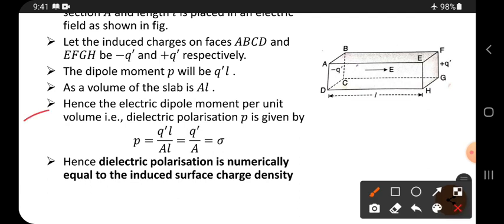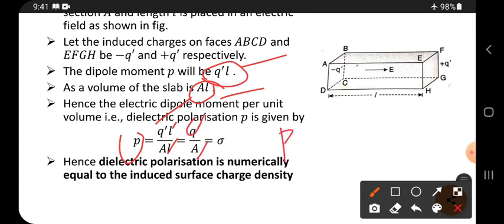Hence, the electric dipole moment per unit volume. The polarization definition is dipole moment per unit volume. Here the dipole moment is Q dash L, and the volume is AL. So polarization is Q dash L by AL. L cancels, giving Q dash by A.